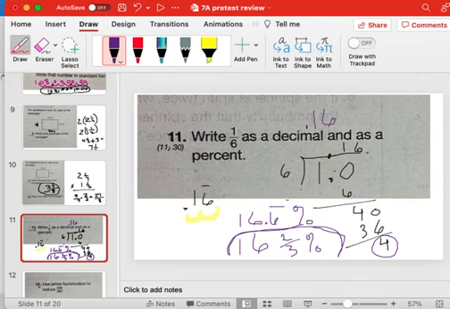0.16 repeating was the decimal. Does everybody understand how to do a decimal and a percent and why they look different from each other? For the percent, we write the leftover as a fraction, and you can find that from your 4/6. Okay? Any questions?